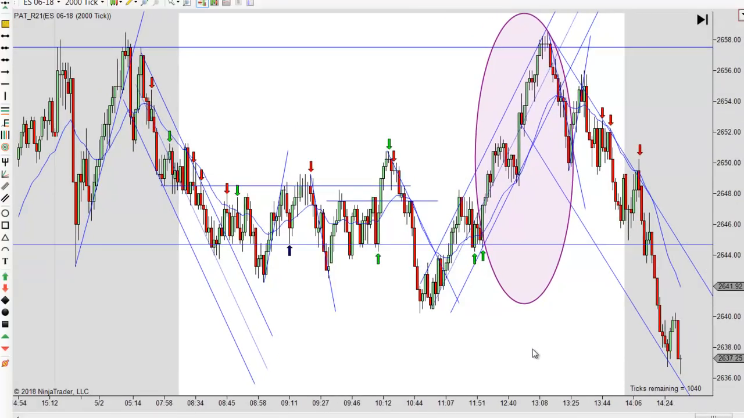But that's what I saw today. And it wasn't the best day ever, but it wasn't a bad day either. Still a chance to make some pretty good money.